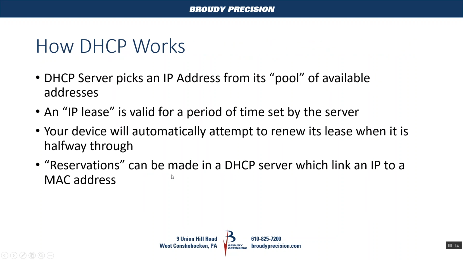So how it works. The DHCP picks an IP address from what it calls a pool of available addresses. So when you set up a DHCP server, you pick a range of IP addresses you want to use as your pool, and then the server will issue a lease for a valid period of time that your device can use that IP address, and that period of time is set by the server. Your device, once it gets halfway through its lease period, will attempt to renew its lease with the server so that your IP address doesn't get taken by another device potentially.